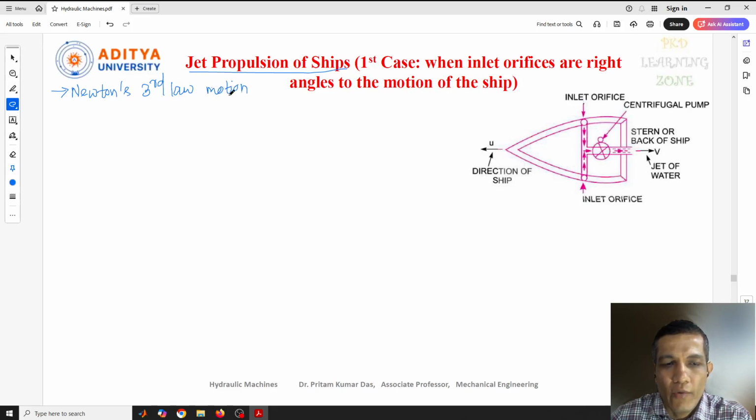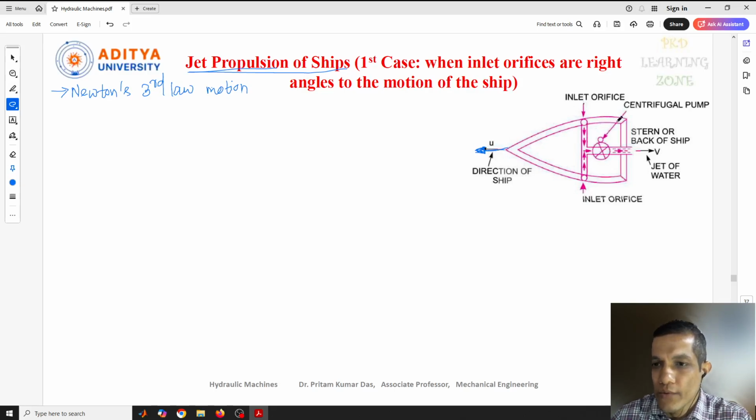So here also is the same concept, the application of the jet propulsion principle. In the principle of jet propulsion, the ship is driven with the help of water. Okay, how is it? Let's see here. This is the ship, and as you can see, the direction of the ship is given in this direction. That means the ship is moving in this direction. So how the ship is moving, that we are going to learn here.